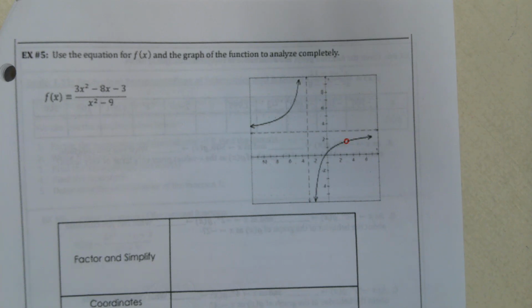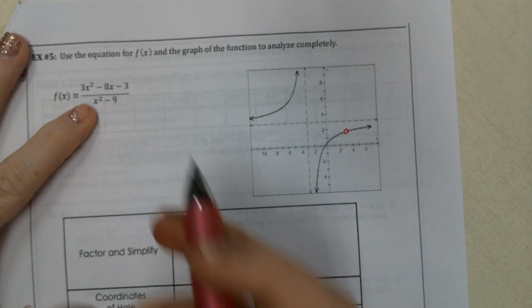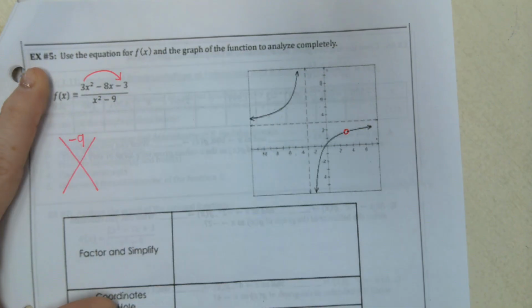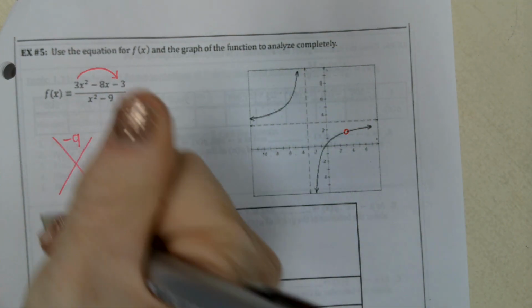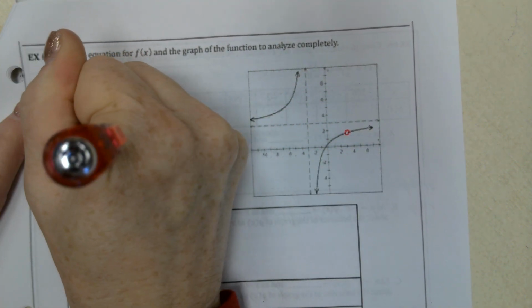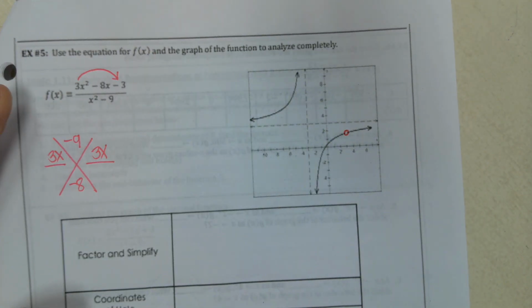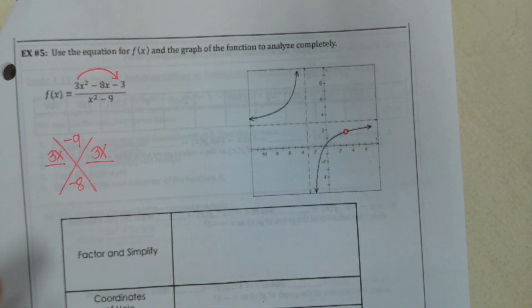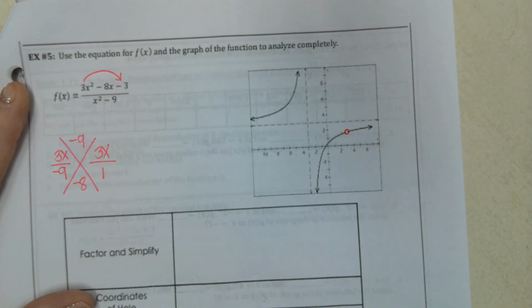Okay? Let's factor and simplify. So let's start with the numerator. I'm going to slip and slide. 3 times negative 3 is negative 9. And I need those factors to add to give me a negative 8. What works there? You want them to multiply to give you negative 9 and add to give you negative 8. Negative 9 and positive 1. Good.